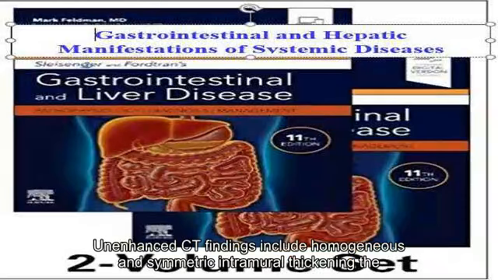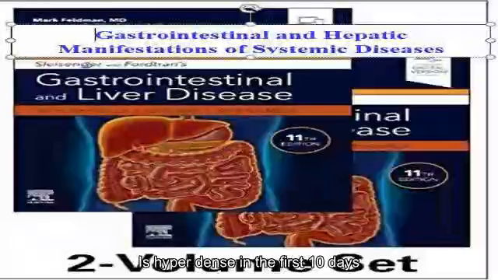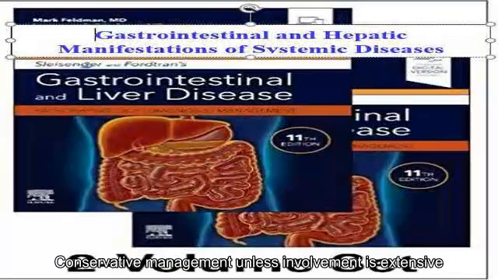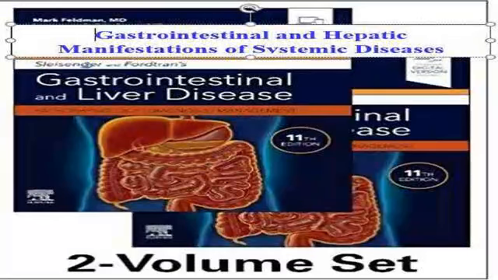Unenhanced CT findings include homogeneous and symmetric intramural thickening that is hyperdense in the first 10 days, evolving into a hypodense area. Rapid clinical remission usually occurs with conservative management unless involvement is extensive. A lesion persisting for more than 2 months suggests another etiology.